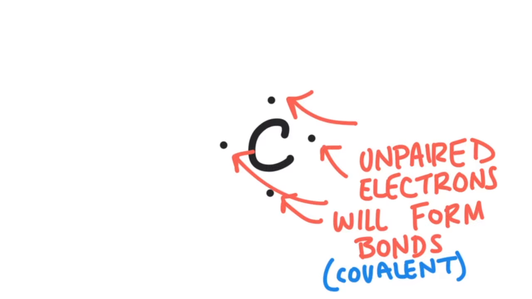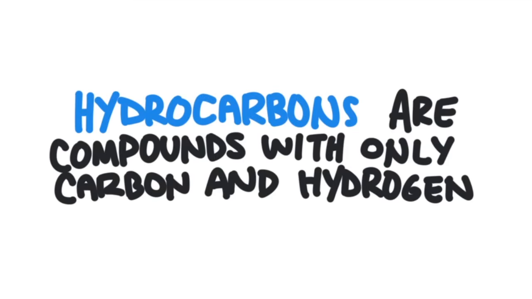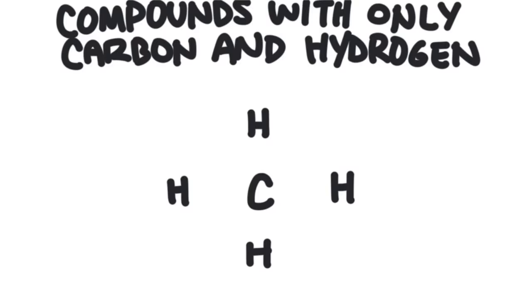Compounds that contain only carbon and hydrogen are called hydrocarbons, and hydrocarbons make up the backbone of most organic molecules. The simplest hydrocarbon has 1 carbon and 4 hydrogens. It's called methane. Methane is formed when 4 hydrogen atoms surround a carbon atom and covalently bond.